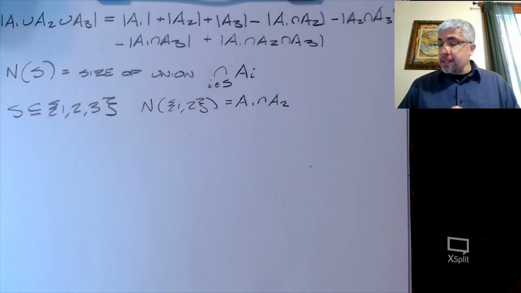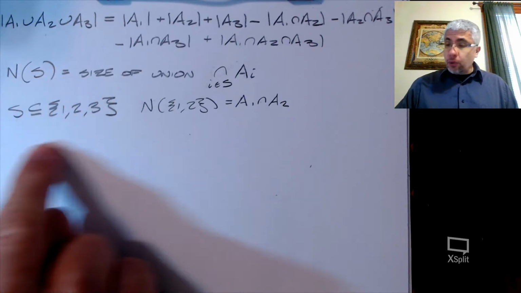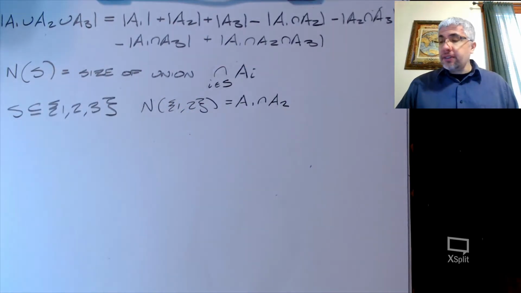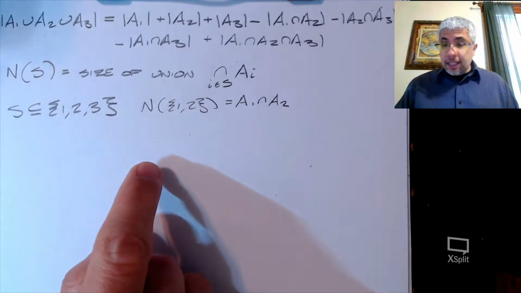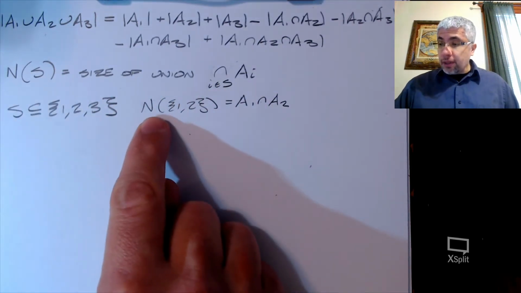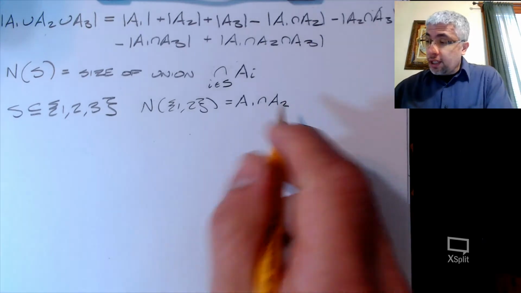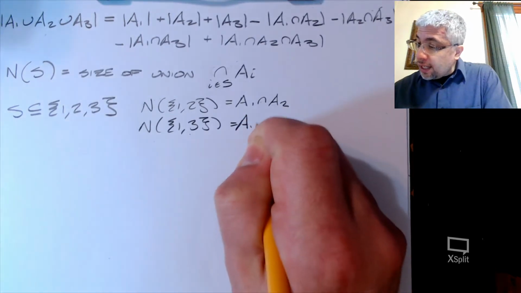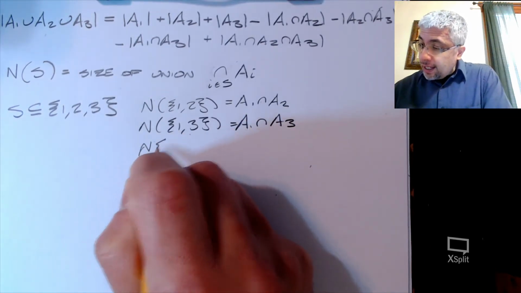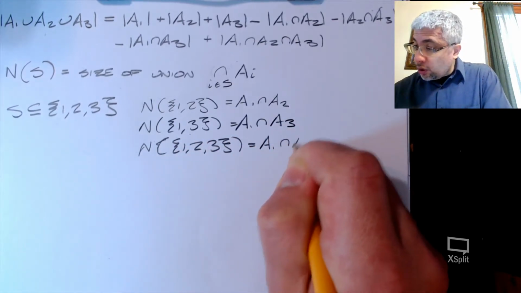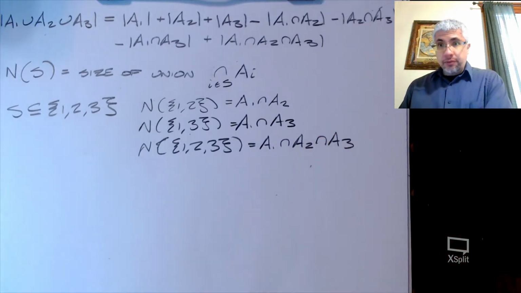Okay, so one way to do this is we could say, hey, the number of elements in S, where S could be any subset, and we're sticking to 3 sets just for now. The n of S is going to be the number of elements which happen to be in the intersection of all of the sets in S. So for example, n of {1, 2} would be the intersection of A1 and A2. And n of {1, 3} would be the intersection of A1 and A3. And n of {1, 2, 3}, well, this would be the intersection of A1, A2, and A3.